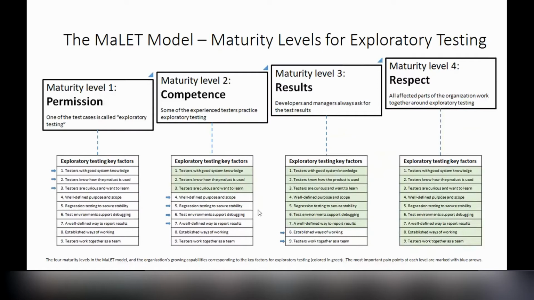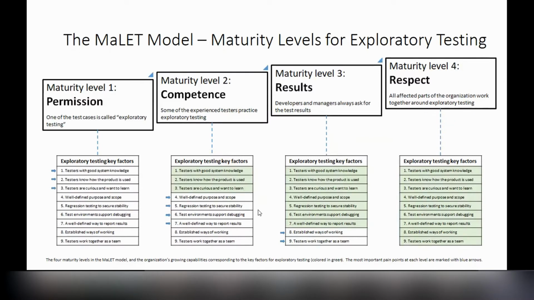So the organization, of course, starts to work with this, and the developers get better feedback when the way that you report is getting better. So the purpose and scope is getting clearer, and management also after a while seems to appreciate more that this is a good way to see the status of your project. And then you arrive at maturity level number 3, which is about results.